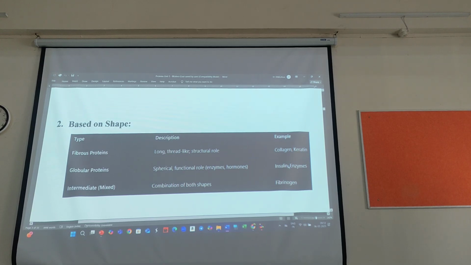Then intermediate means a mix of fibrous plus globular protein. That is a combination of both the shapes. For example, fibrinogen.